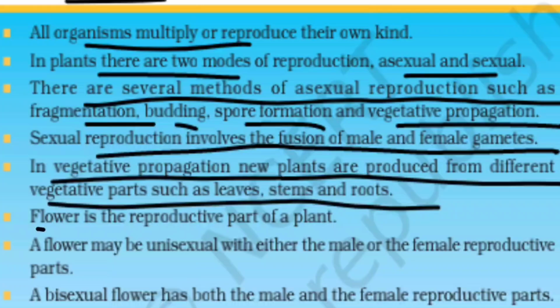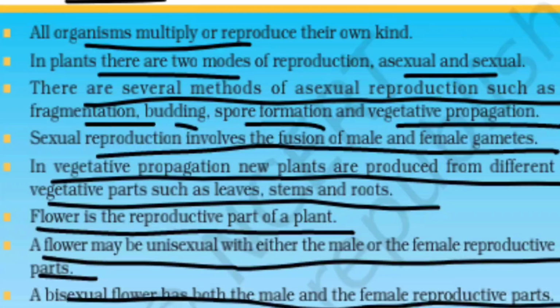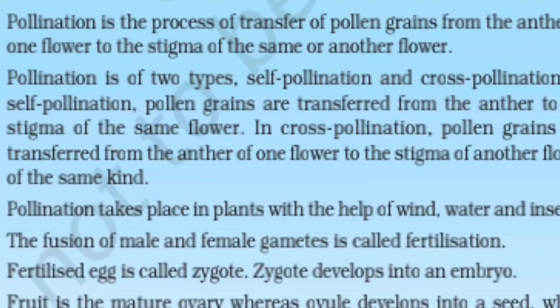The flower is the reproductive part of a plant. A flower may be unisexual, with either the male or female reproductive parts. A bisexual flower has both male and female reproductive parts. The male gametes are formed inside the pollen grain and the female gametes are formed in the ovule.